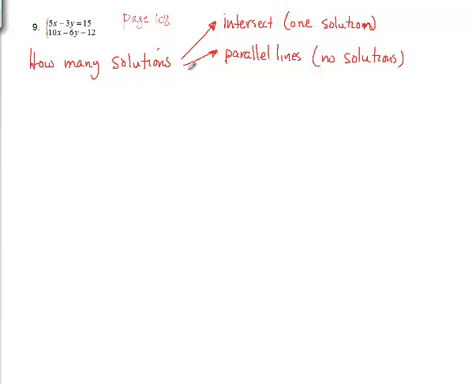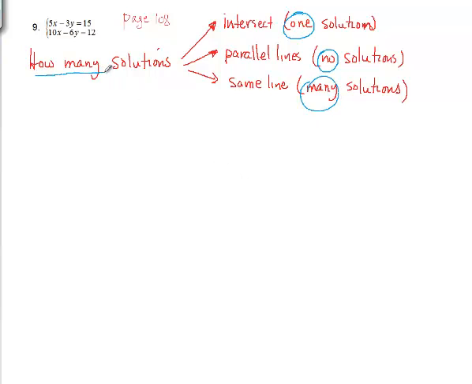And a third choice is if they are the same line, or coincident lines, and therefore they overlap right on top of each other, and there are many ordered pairs that would work, so we say there's many solutions. So our choices are one, none, and many. So how do we determine how many solutions?